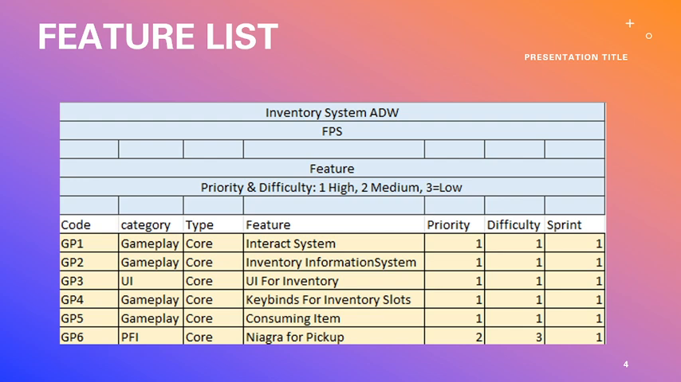So once that item is added to your inventory, you can pull up the UI by clicking I and showing that item in there. The keybinds for the inventory slots, so 1 through 6, and then consuming the item when you are selected on one of those inventory slots, and a Niagara system that just displays when you interact with the item in the world and it gets destroyed.